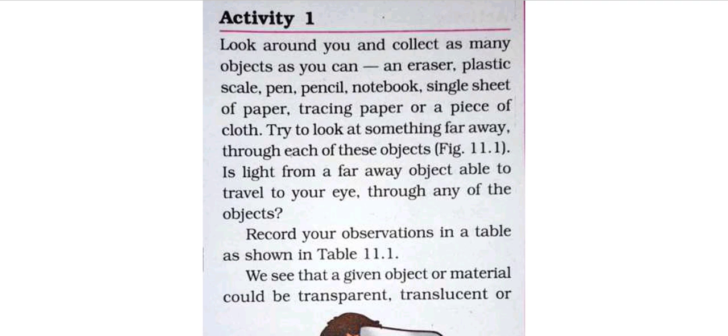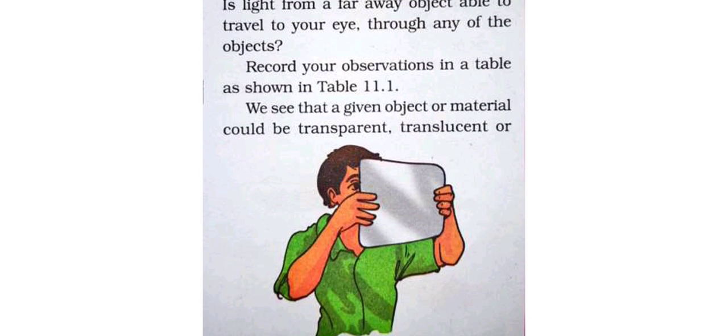Figure 11.1. See, this boy is looking through all those objects. He is taking the objects one by one and trying to see through them. Is light from a faraway object able to travel to your eye through any of the objects? Record your observations in a table as shown in figure 11.1. Turn your page. Table 11.1 is given with pencil, rubber ball, sheet of writing paper, and 2 columns. View through the object possible, meaning fully you can see, partially, or not at all, that you have to write down.